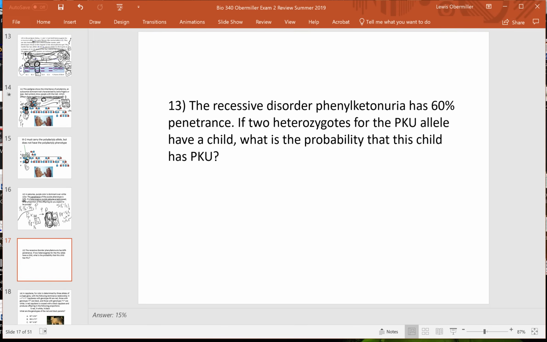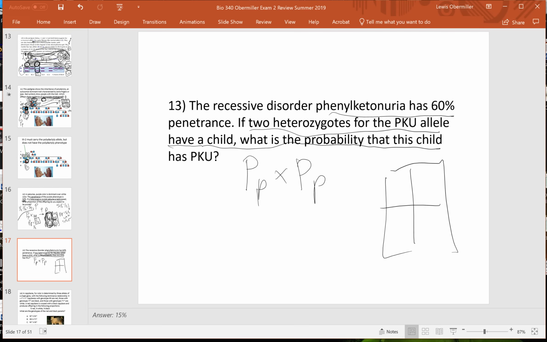The recessive disorder PKU has 60% penetrance. If 2 heterozygotes for the PKU allele have a child, I'm just going to do the same thing. So 2 heterozygotes for PKU have a child. PKU is 60% penetrance, so we just do the Punnett square. Or you could just do this as a monohybrid cross, right? So you would know that the ratio is 1 to 2 to 1, which would be big P big P, big P little p, little p little p.